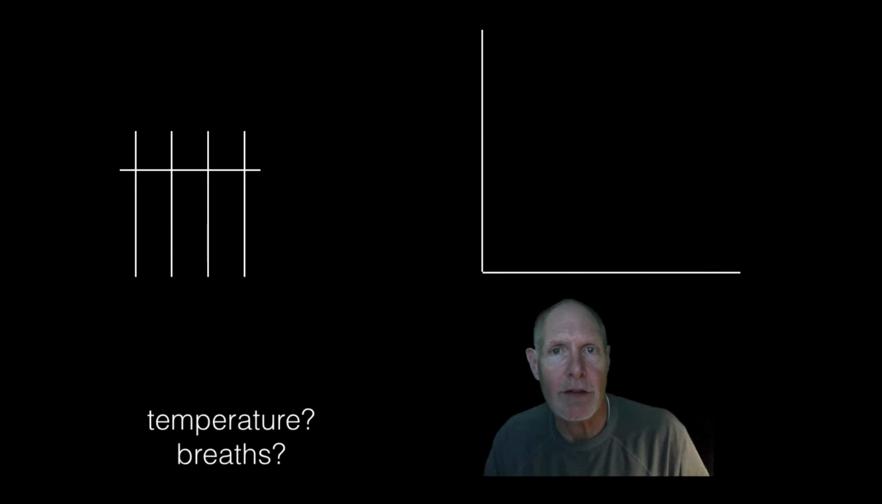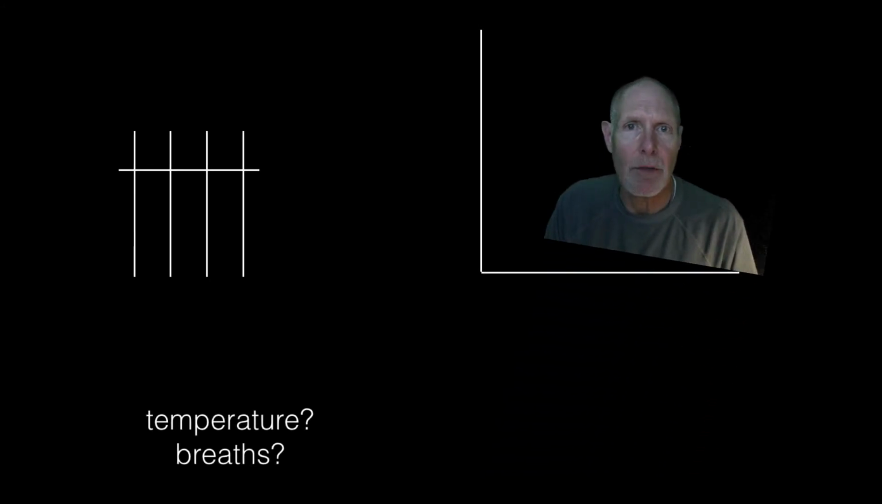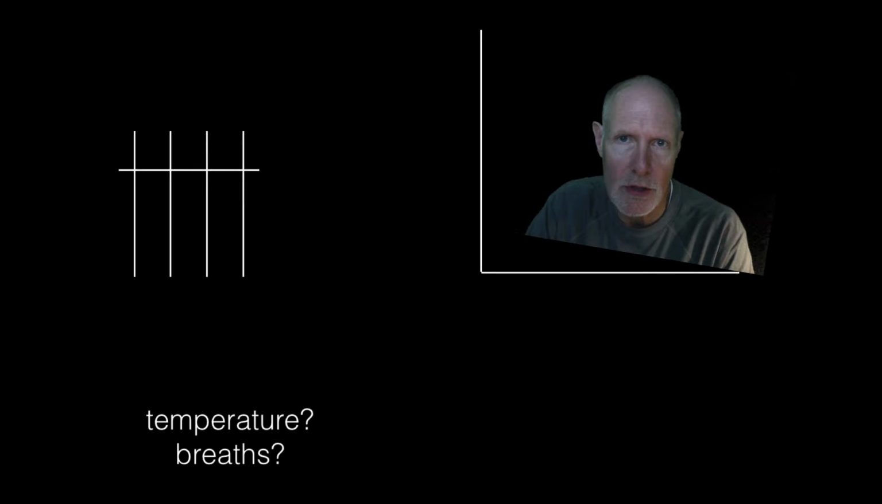That's always an assignment, so make sure you have those. So you have a data table that you've created, and in that data table you've got temperature and then you've got breaths, the number of breaths that the fish took during 1 minute. What we're going to do is build a graph of that data, but I have a question for you.